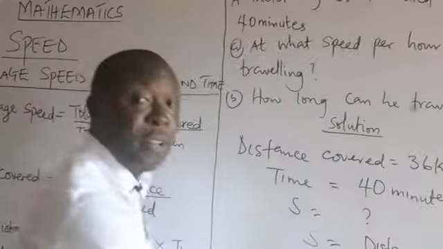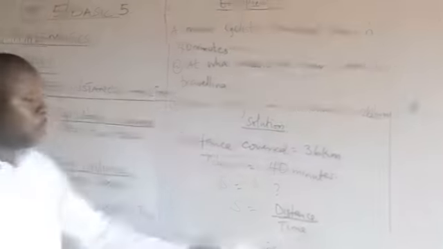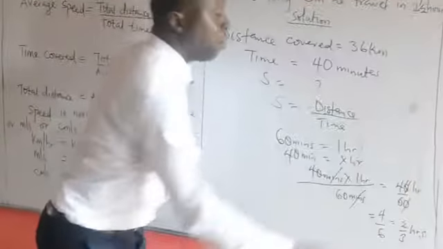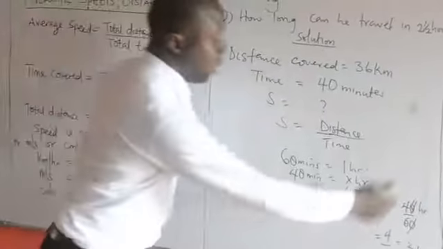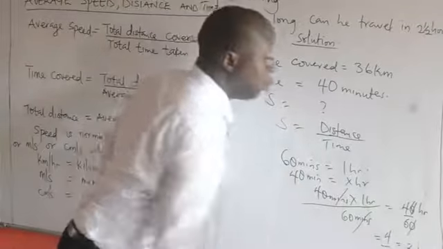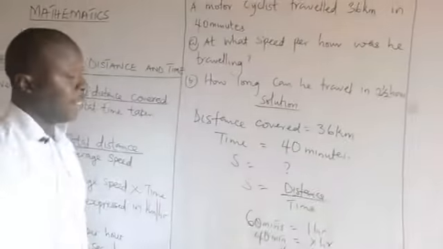60 minutes is equivalent to 1 hour, and 40 minutes is equivalent to x hours. Then you cross multiply. 40 minutes times 1 gives you 40 all over 60. Then you reduce it to its lowest terms. You end up getting 2 over 3 hours. This simply means that 40 minutes is equivalent to 2 over 3 hours.